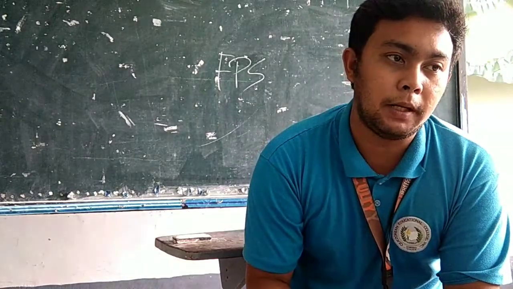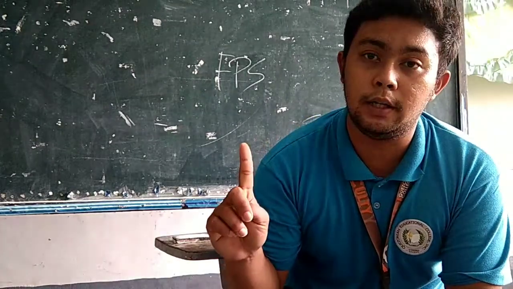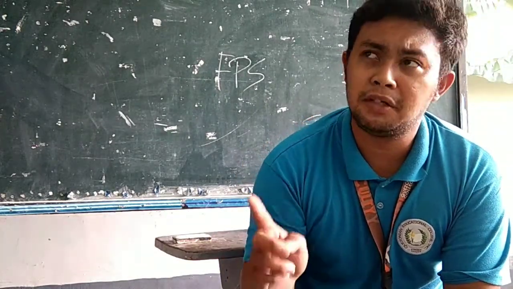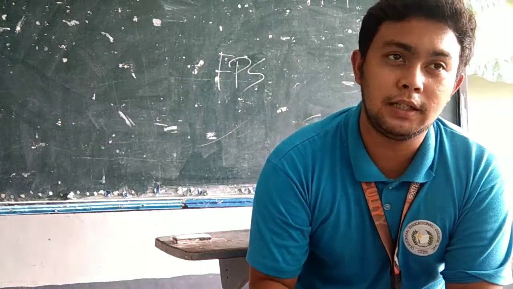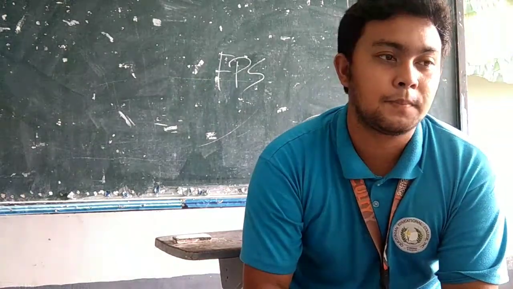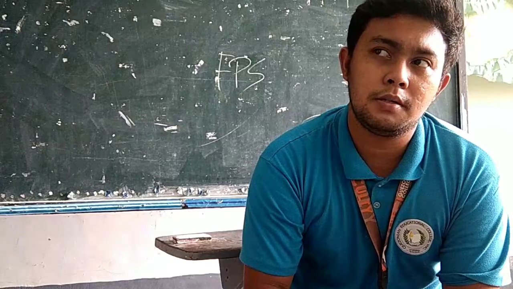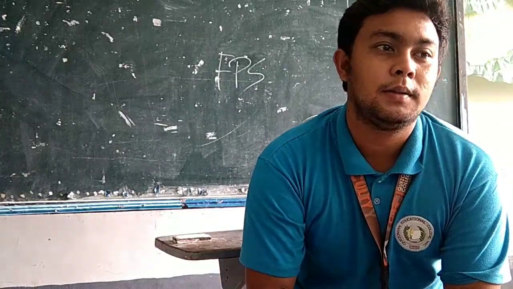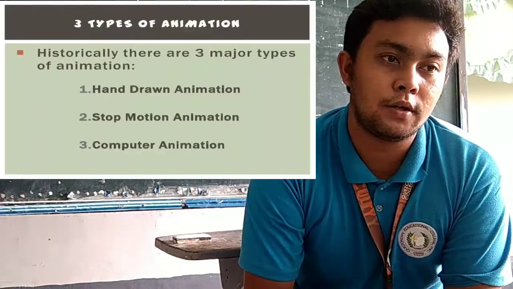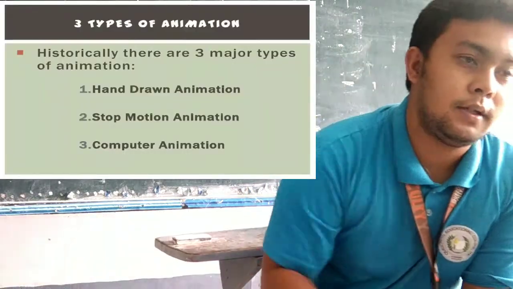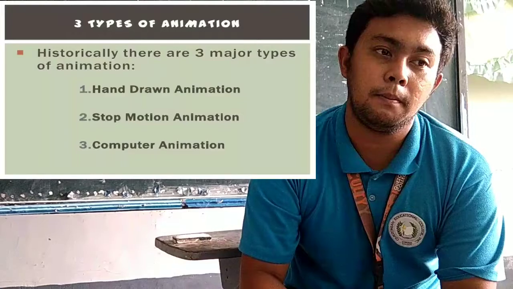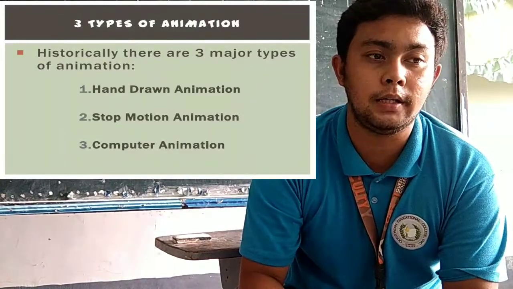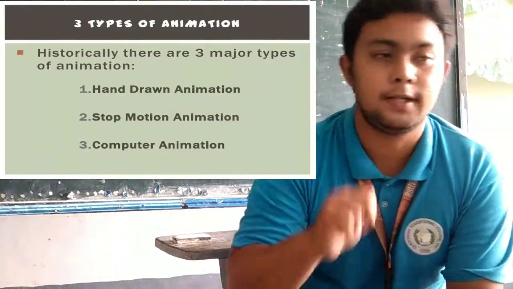The three types of animation are: first is hand-drawn animation, second is stop motion animation, and the third one is computer animation.